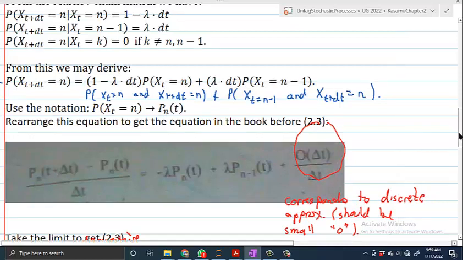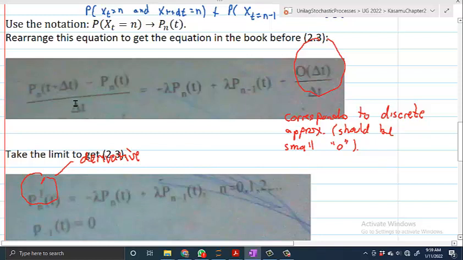Okay? So if we take limits of this expression as delta t goes to 0, this left-hand side should be familiar as a derivative. Right? You have some function evaluated at t plus delta t minus the same function evaluated at t divided by delta t. That's the standard definition of derivative. And then these two terms go over the same way. So we have a differential equation.